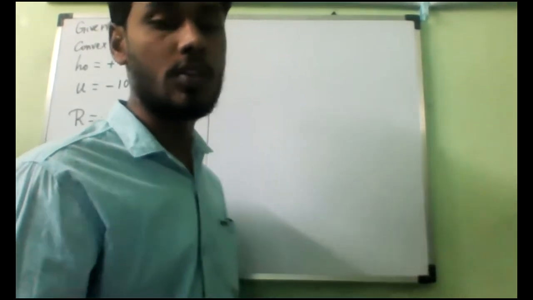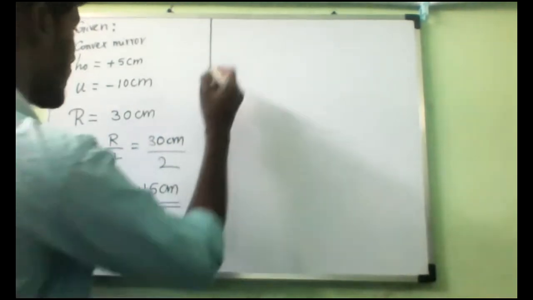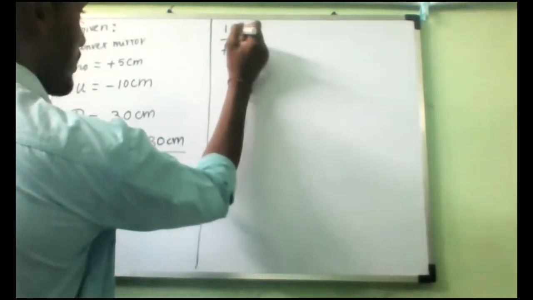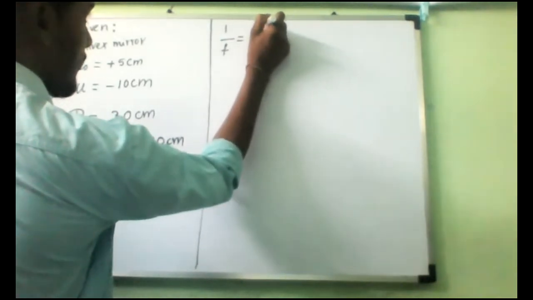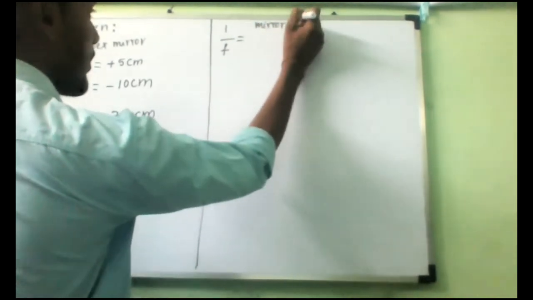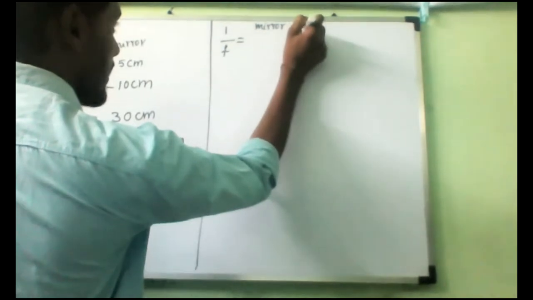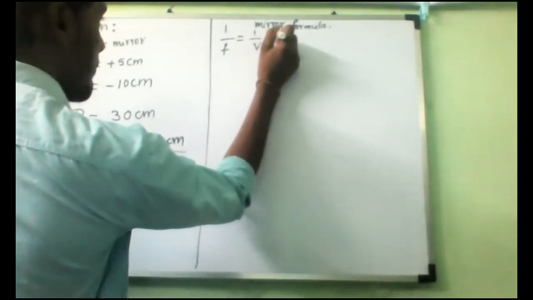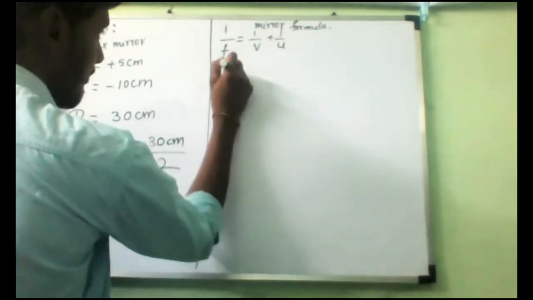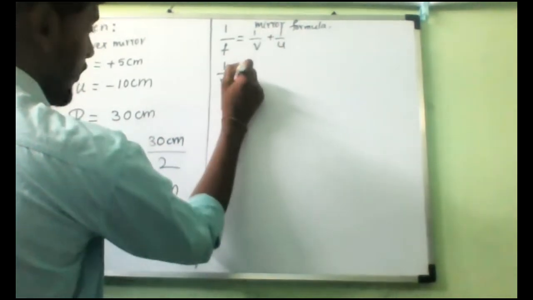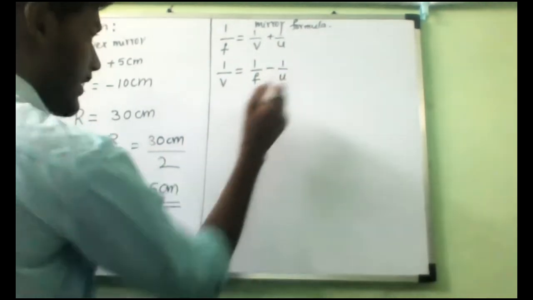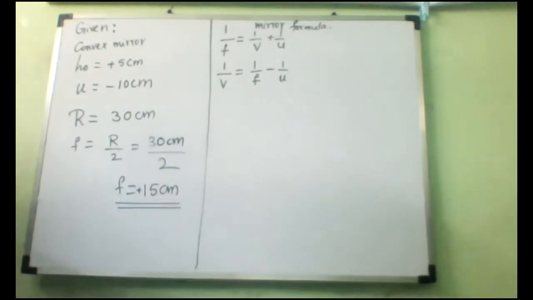Now we want to find what? We want to find position, nature, and size of the image. So all the things we should calculate. First we'll go for position, meaning image distance. What is the mirror formula? 1 by F is equal to 1 by V plus 1 by U. All the headings should be noted down. We want 1 by V, so 1 by V is equal to 1 by F minus 1 by U. Yes or no?